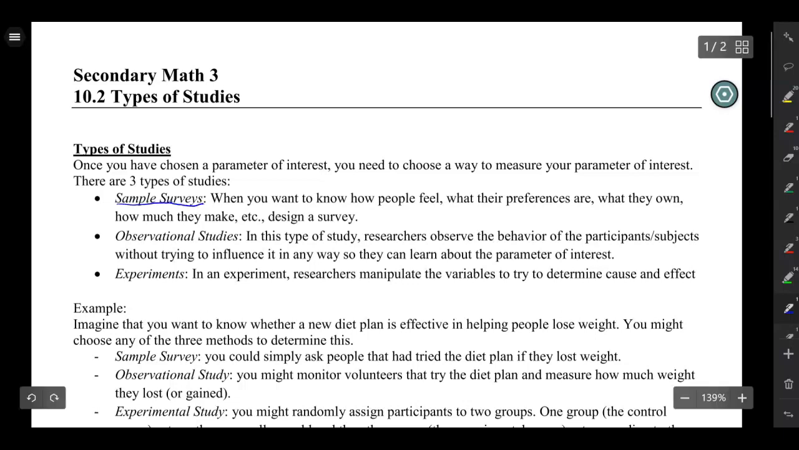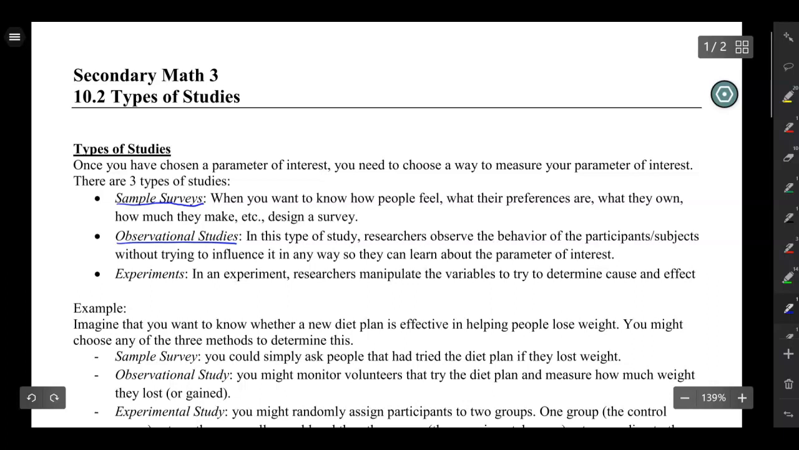In a sample survey, you're just asking people a question. So you would use a sample survey if you want to know how people feel, what their preferences are, what they own, what their salary is. Anytime that you could just ask someone a question and get your answer, a sample survey is a pretty good option. The next type of study is an observational study.